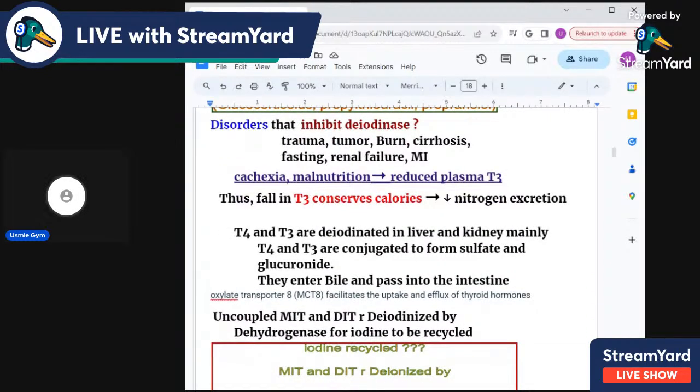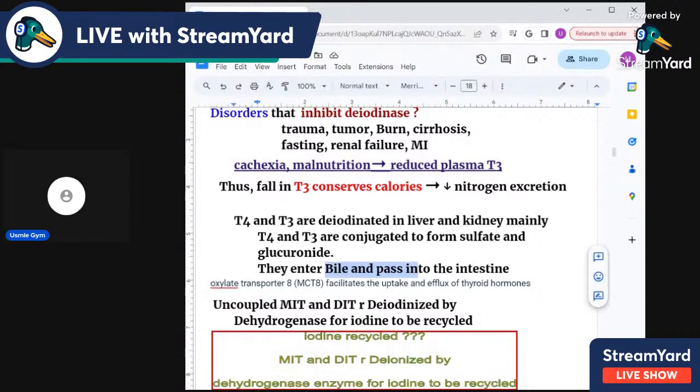Then T4 and T3 are deiodinated in the liver and kidney and are conjugated to form sulfates and glucuronides, and enter the bile and pass into the intestine.